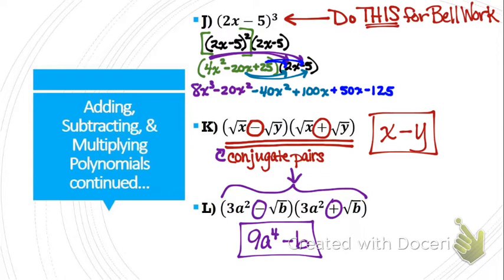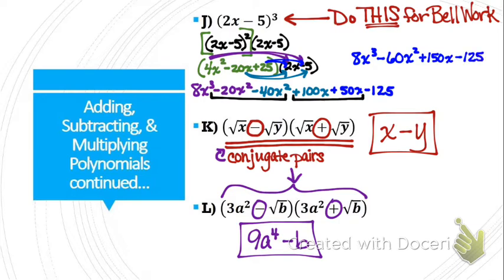Will anything combine? Yes. My x squareds, which are thankfully side by side, and my linears, my just x's. So what will this be when I combine all my like terms together? Start with my 8x cubed minus 60x squared plus 150x minus 125. Beautiful.